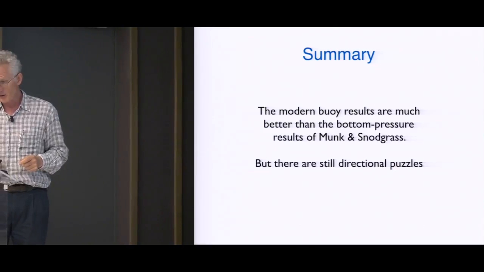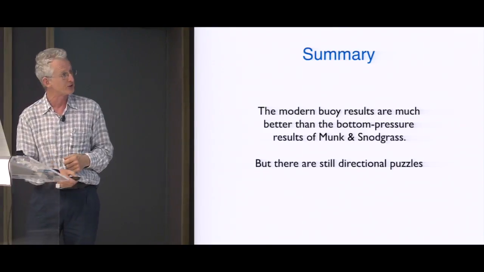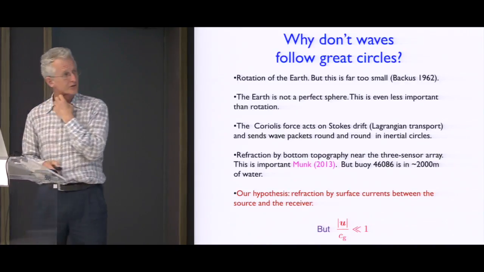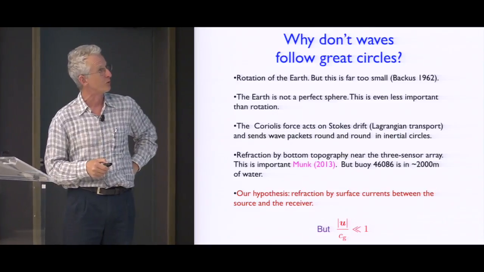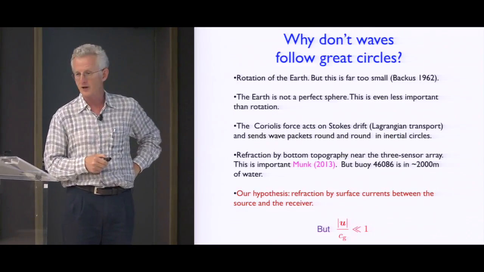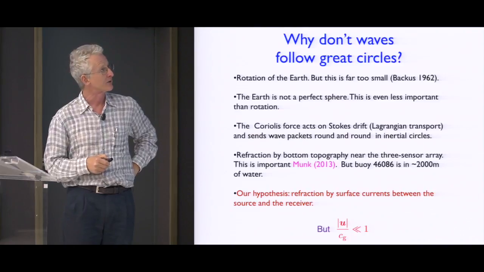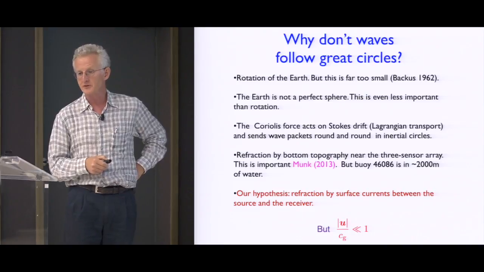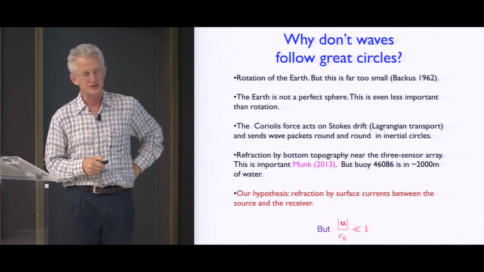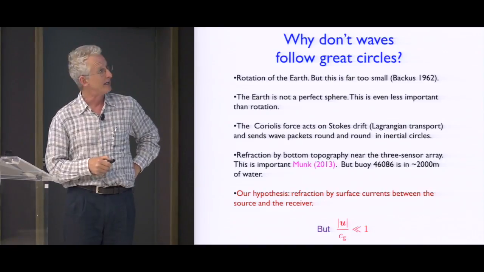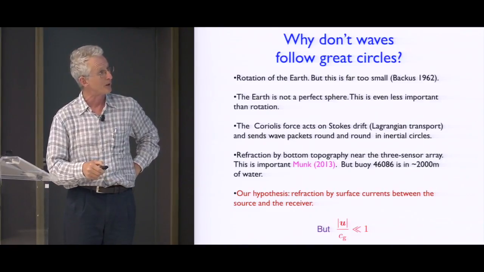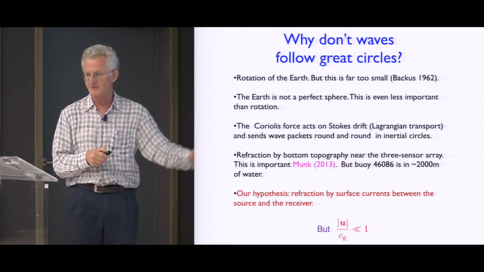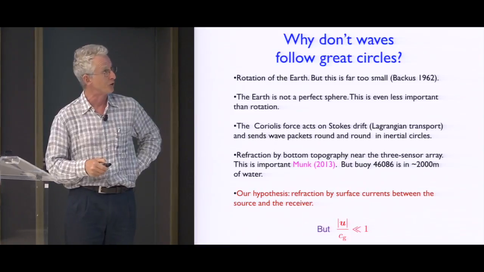So to summarize there, the modern buoy results are actually much better than the bottom pressure measurements of Monk and Snodgrass, but there are still some issues. So why don't waves follow great circles? Well, why do some waves not follow great circles is the question. So here are some of the suggestions. The rotation of the Earth means that the dispersion relation I'm using, root GK, is only an approximation, but it's a very good approximation. And if you carefully calculate this effect, which was done by Backus back in 1962, it's far, far too small, by factors of 10 to the 6, to explain any sort of anomaly.